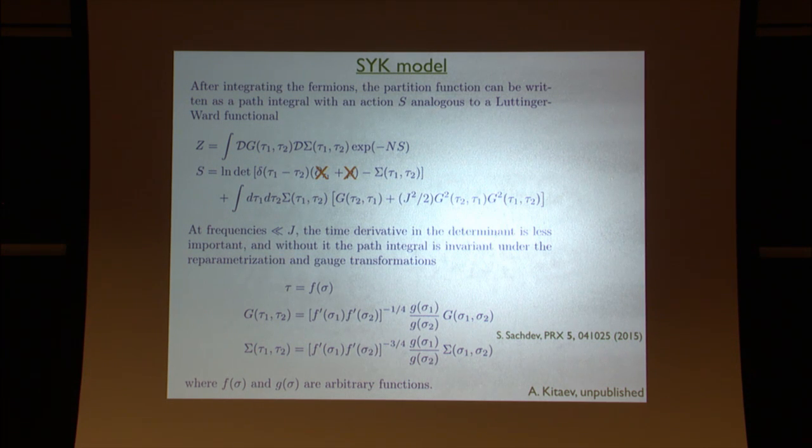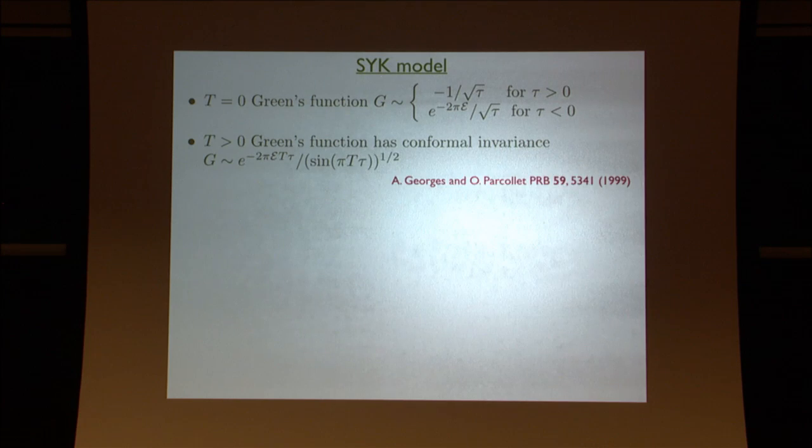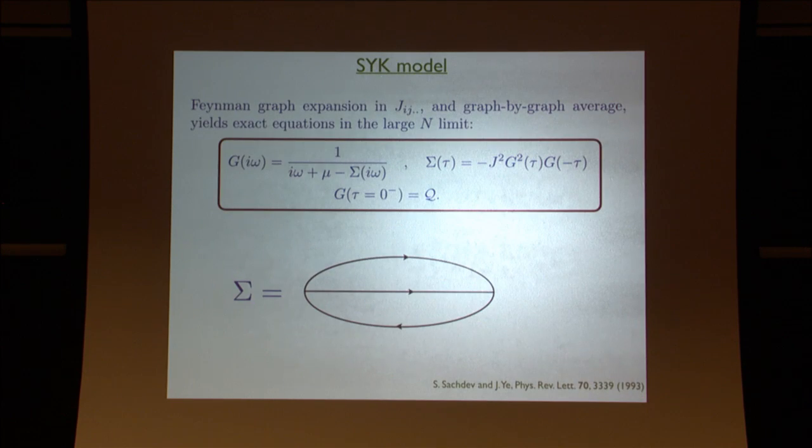And that comes from an action where you ignore these two terms in the effective action. Now, why can you get away with ignoring these two terms? Well, if you go back to this Green's function here, what you find in this solution is that sigma goes as square root of omega plus mu.